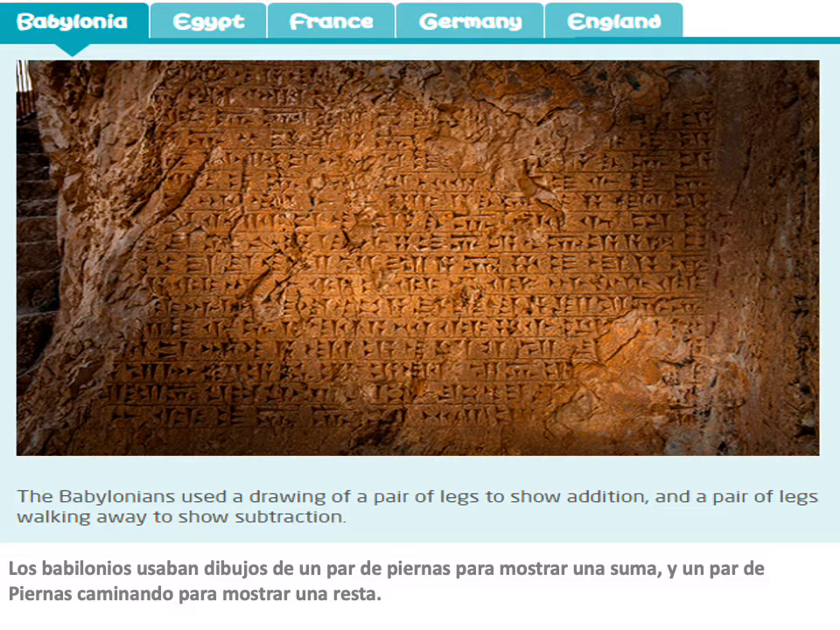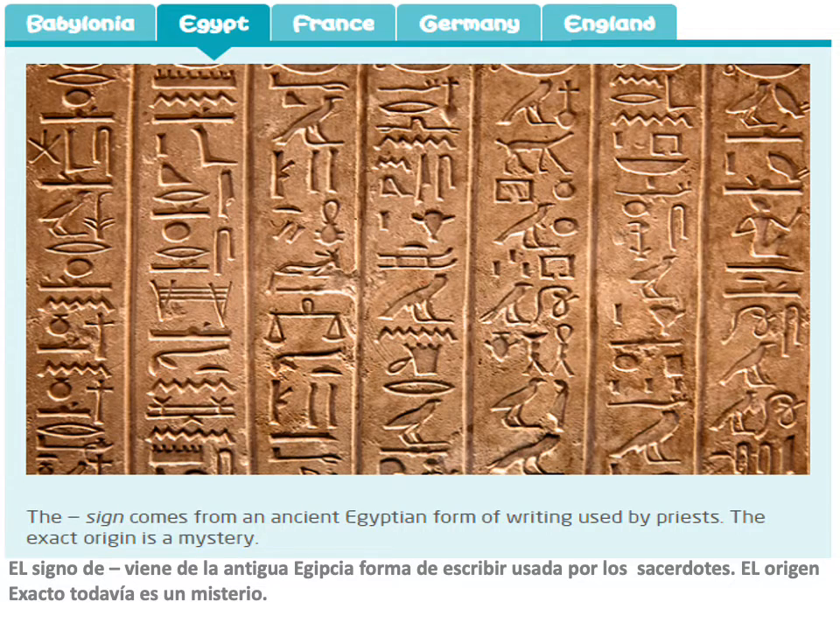Babylonia. The Babylonians used a drawing of a pair of legs to show addition, and a pair of legs walking away to show subtraction. Egypt. The minus sign comes from an ancient Egyptian form of writing used by priests. The exact origin is a mystery.